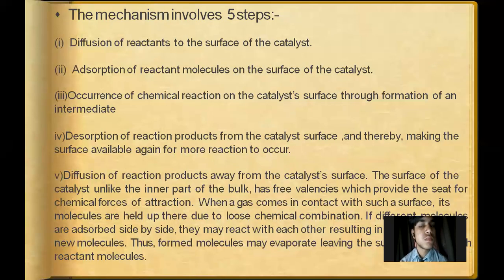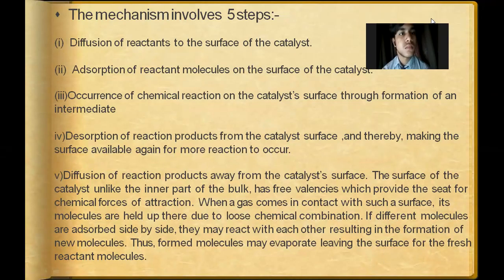The surface of the catalyst, unlike the inner part of the bulk, has free valencies, which provide the seat for chemical attraction. When gases come in contact with such a surface, their molecules are held there due to loose chemical combination. If different molecules are adsorbed side by side, they may react with each other, resulting in the formation of a new molecule. The formed molecule may then evaporate, leaving the surface free for fresh reactant molecules.